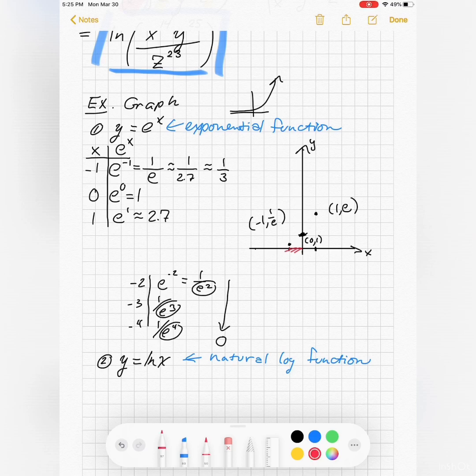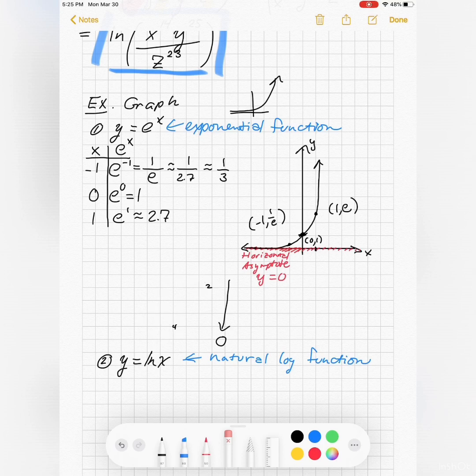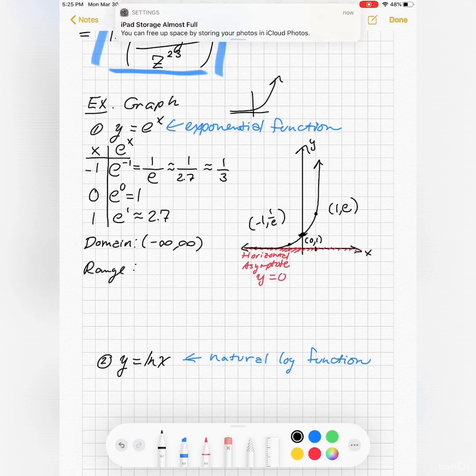Well, that kind of makes sense because you should remember that exponential functions have a horizontal asymptote at y equals 0. So on the left side, the graph gets really, really close to 0, although it does not cross. So something like that. There's my graph of the exponential function y equals e to the x. The domain is all real numbers. The range is 0 to infinity.